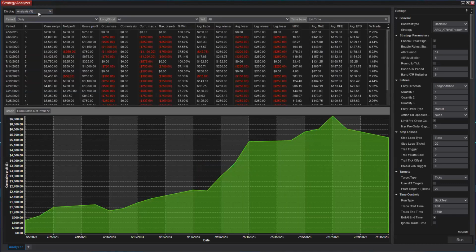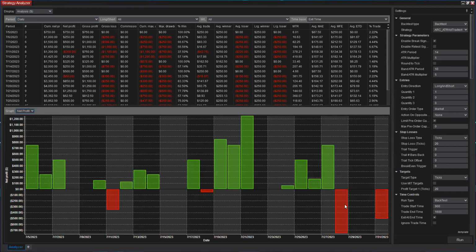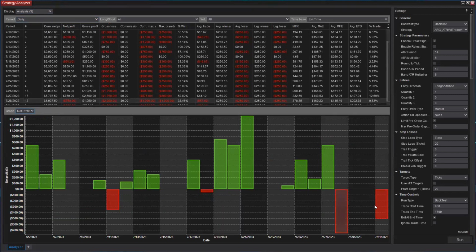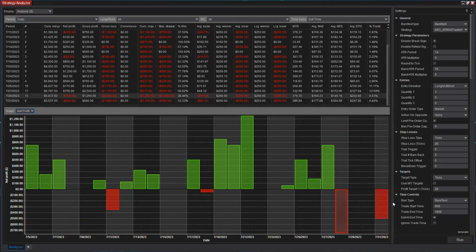Equity curve looks good, looks clean. We can go into net profit per day. It was pretty good for the most part. Had a losing day there, a losing day there. Funny enough, we got them toward the tail end of the month.